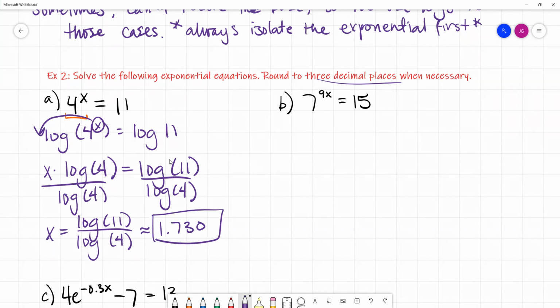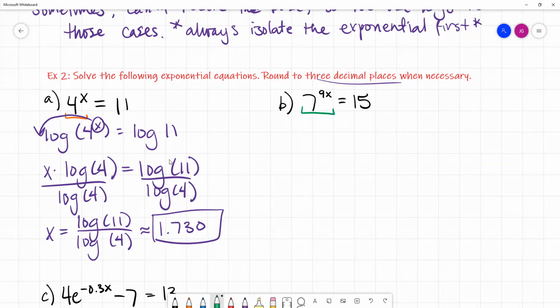Cool, so there's our answer. 1.730 is our x value. 4 to approximately this power gives us 11. Awesome. All right, let's try that again in part B. 7 to the power of 9x equals 15.